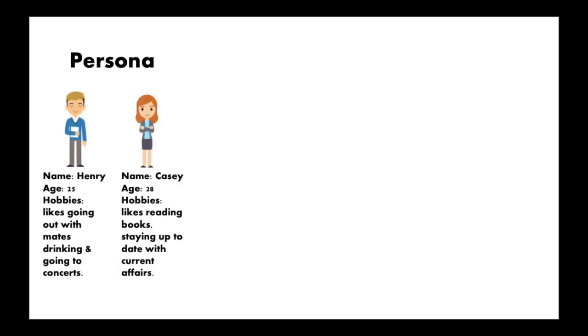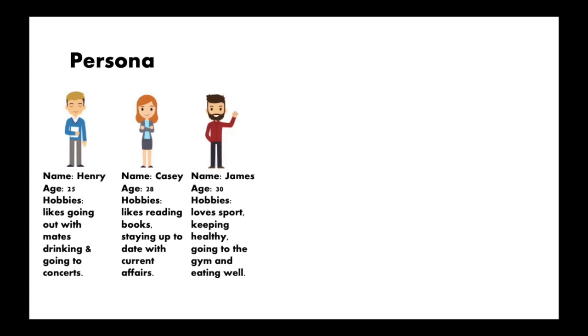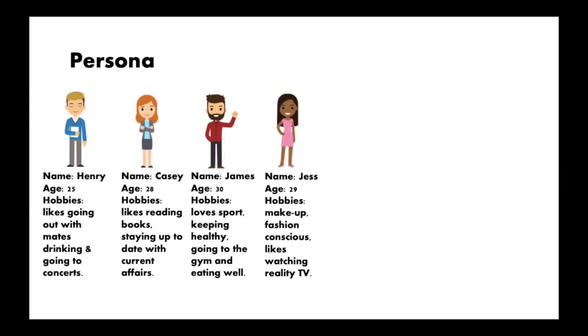Firstly, there is Henry, 25, hobbies like going out with mates, drinking and going to concerts. This persona is Casey, 28, likes reading books, staying up to date with current affairs. James, 30, loves sports, keeping healthy, going to the gym and eating well. Jess, 29, loves makeup, fashion conscious, likes watching reality TV.